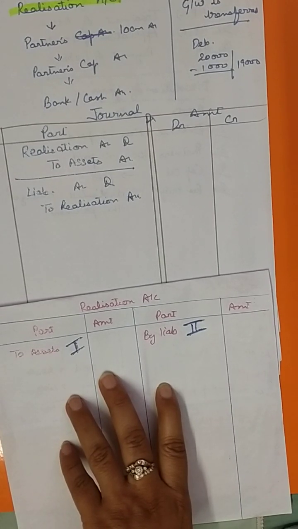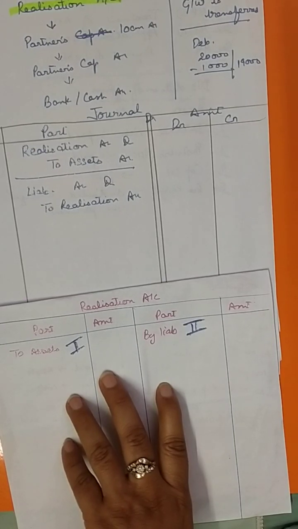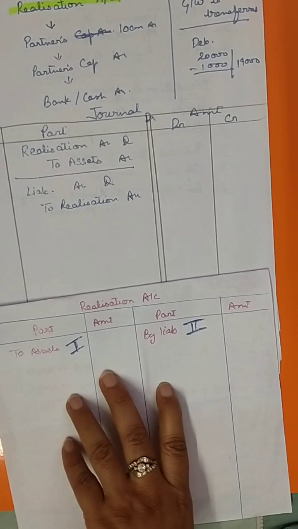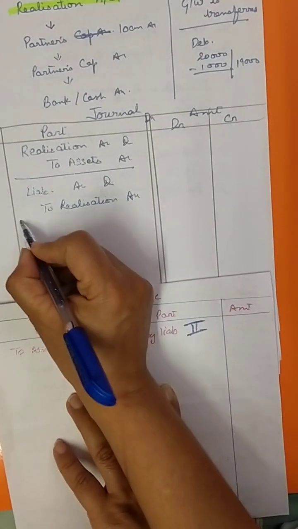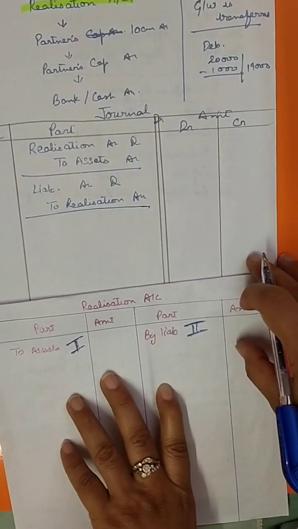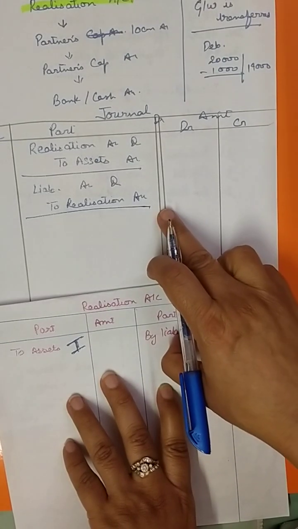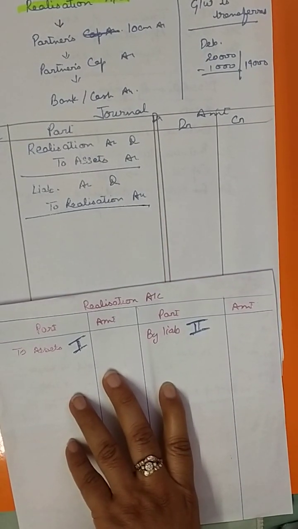I repeat, only external liabilities are transferred. If any partner's loan is there, it will not be transferred. But very important to remember, if there is a loan from the spouse of a partner, it is regarded as an external liability and is transferred. For example, if Mrs. A had given loan, it will be transferred as an outside liability.